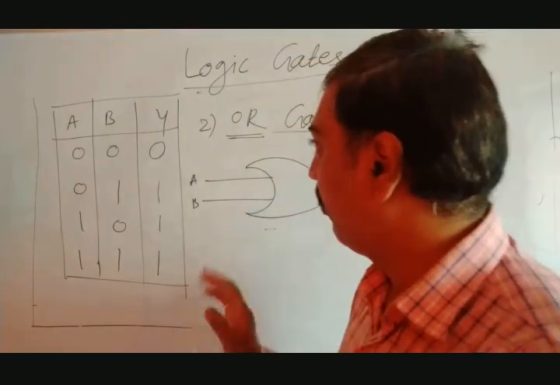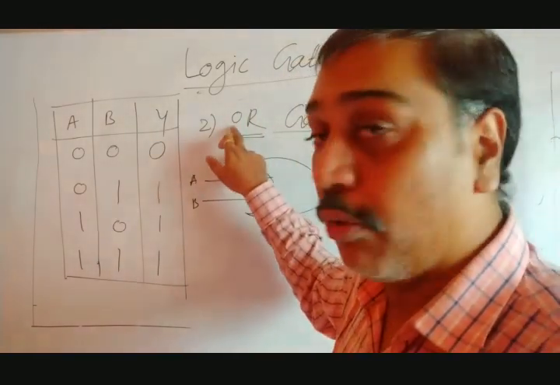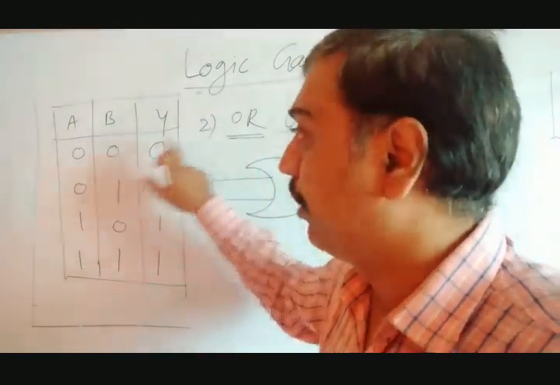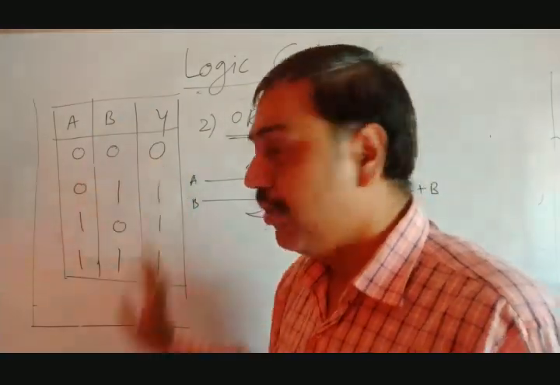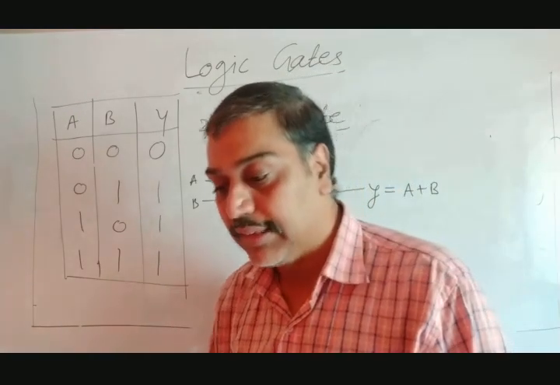In short, how to remember? OR gate, start from O. So it will give 0, 0, 0, the remaining are 1. So this is nothing but the OR gate.